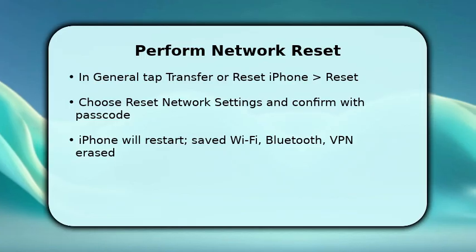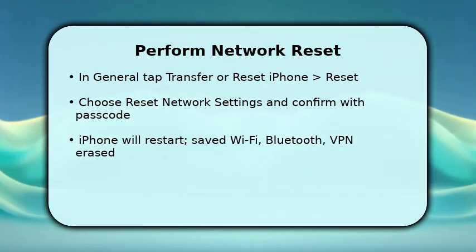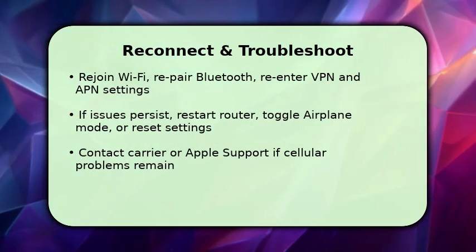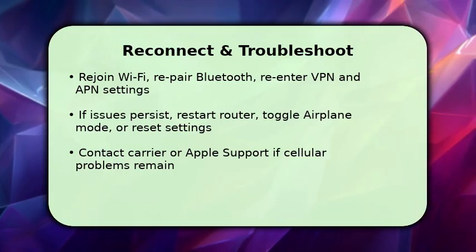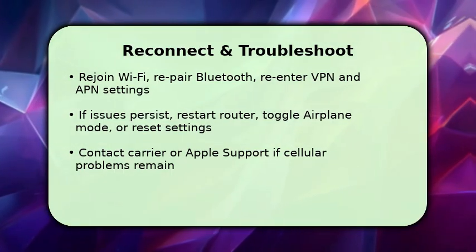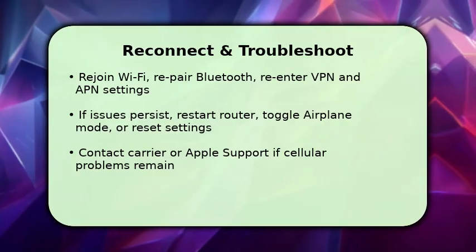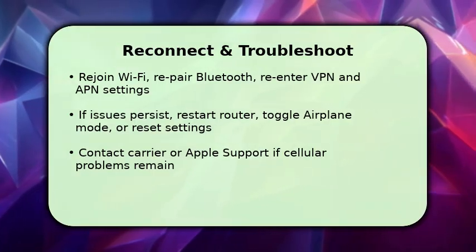After the restart, you'll rejoin. After restart, reconnect to Wi-Fi and repair Bluetooth devices. Enter VPN or APN details exactly as provided. Once done, test browsing and calls to confirm connectivity. If you still see problems, toggle airplane mode on and off, restart your router, and restart the iPhone again.